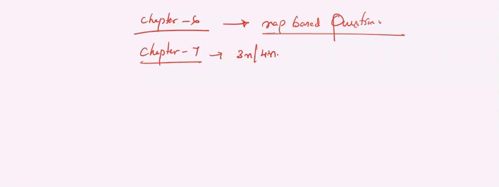Explain the role of horticulture in India. Next question. Floriculture plays a significant role in Indian agriculture. Full stop, justify. Next question.